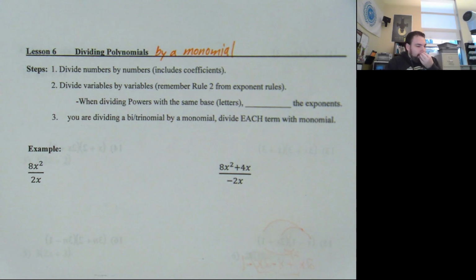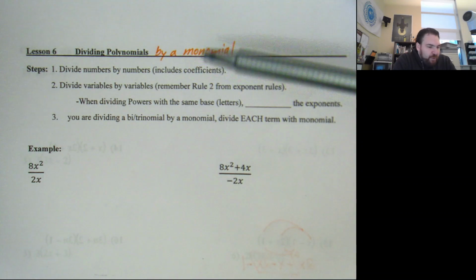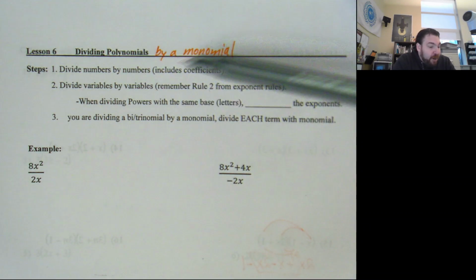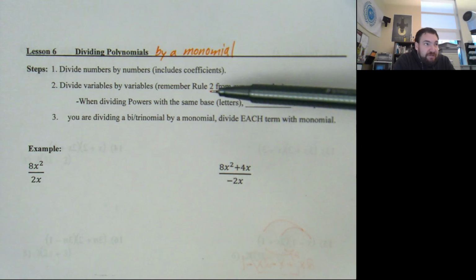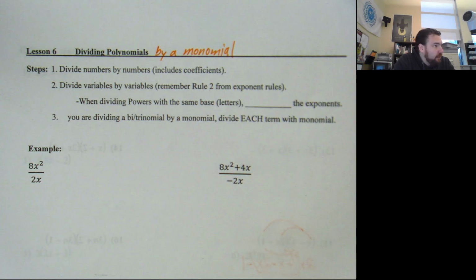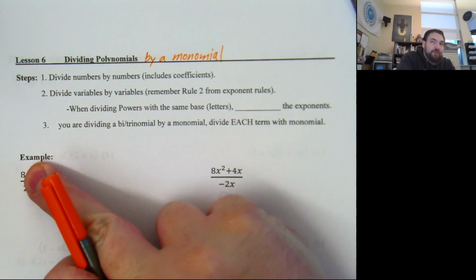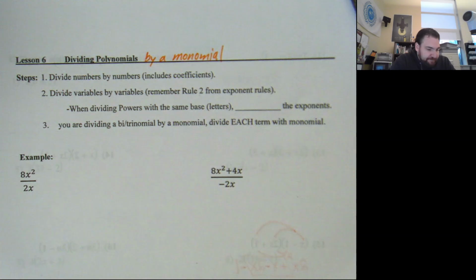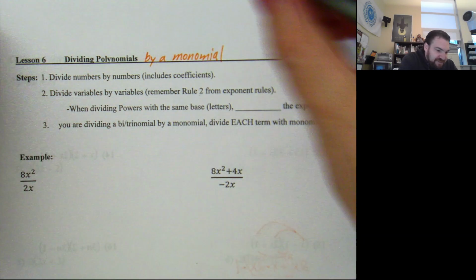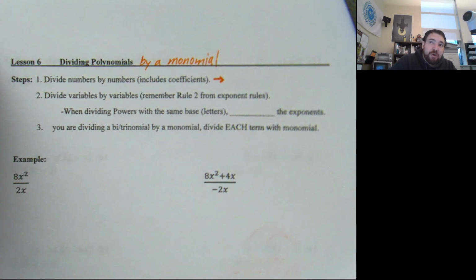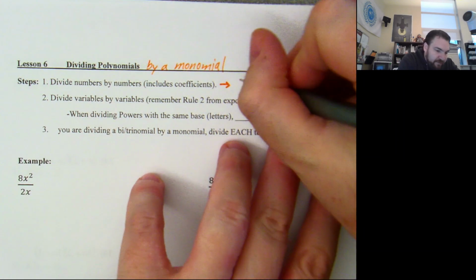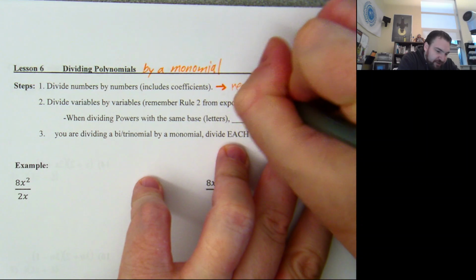In grade 10, in grade 11, you're going to spend time dividing polynomials by other polynomials, larger objects. What you want to do when you're dividing polynomials by a monomial is divide numbers by numbers. You want to include the coefficients, and you want to divide those just like we would divide 8 divided by 2. Sometimes the division isn't totally complete. If the division's not totally complete, what we're going to end up doing is just reducing the fraction.